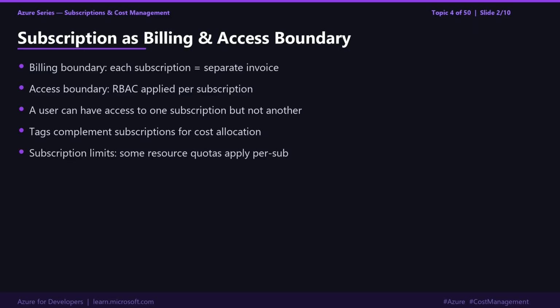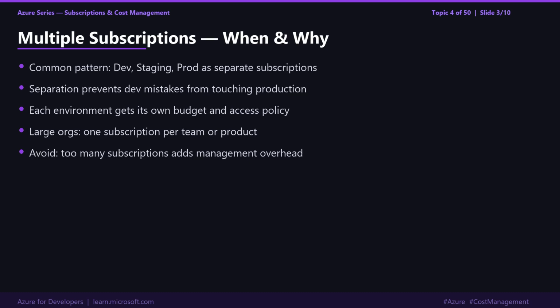Once you understand that a subscription is both a billing and an access boundary, the question becomes, when should you use more than one? The most common pattern in professional environments is one subscription per environment. You create a development subscription, a staging subscription, and a production subscription. This gives you 3 very clean separations. Developers have full access to dev, limited access to staging, and no access to prod. Billing is separated so you know exactly what each environment costs. And a misconfigured resource in dev cannot accidentally affect production because they are in entirely different subscriptions.